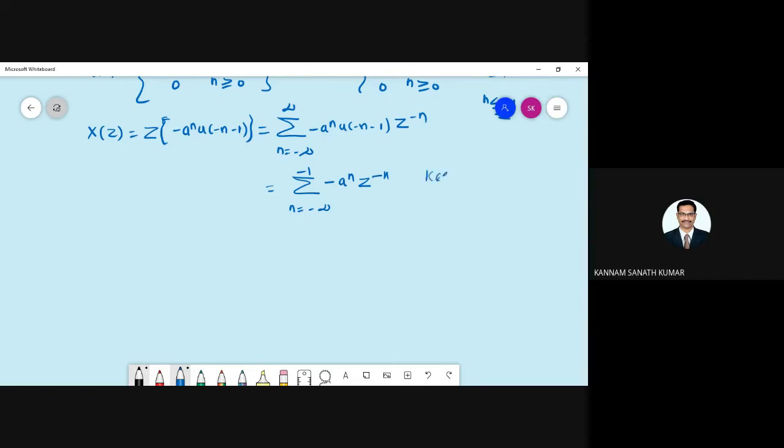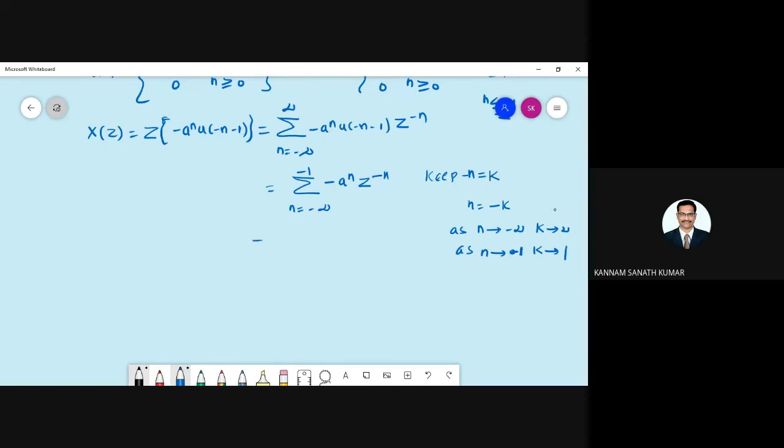Now what you should do? Keep minus n equal to some k. Okay. So minus n equal to k means n equal to what? Minus k. n equal to minus k. So that means as n tends to minus infinity, k tends to what? Infinity. Okay. So as n tends to minus 1, k tends to what? 1.